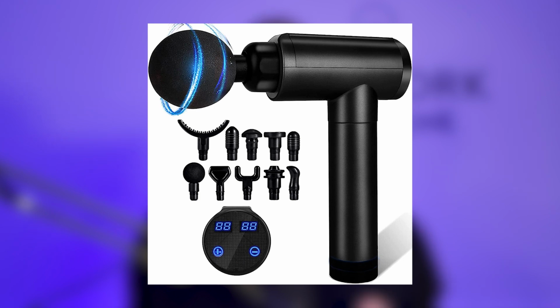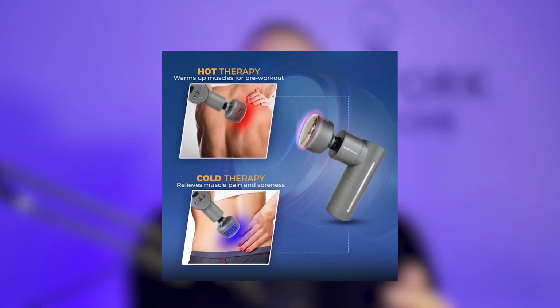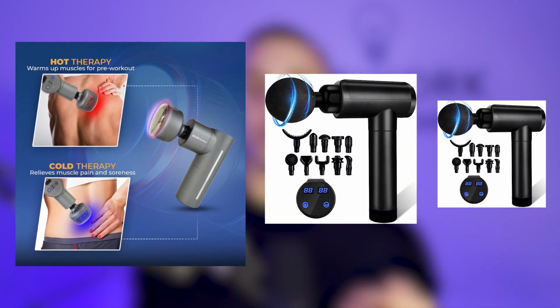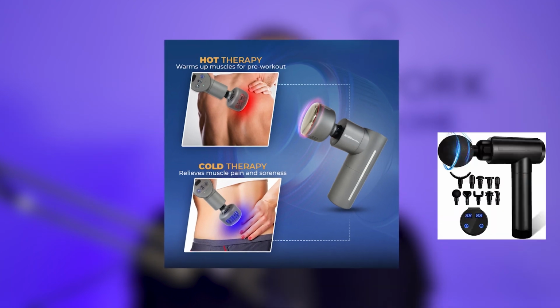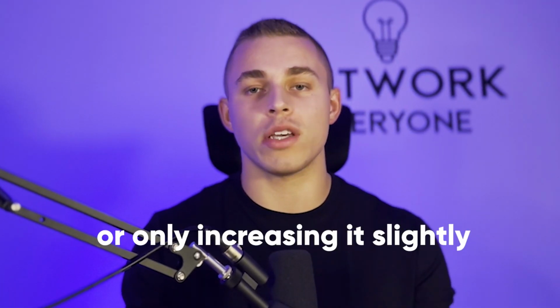While the massage gun niche is very saturated and hard to penetrate, there are a few companies who were still able to successfully penetrate the market because they offered a massage gun of the same quality, but it also offered a heating and cooling feature, aiding in the recovery and pain relief benefits. This was something that we could easily illustrate in the shopping ads, and because the massage gun was of similar quality to the others being advertised, this new version of the product had a high click-through rate and a higher conversion rate because it was something new that did offer additional benefits while either keeping the price the same or only increasing it slightly.